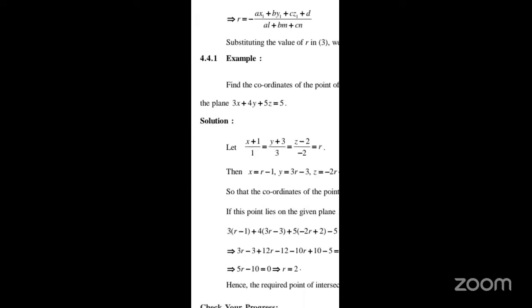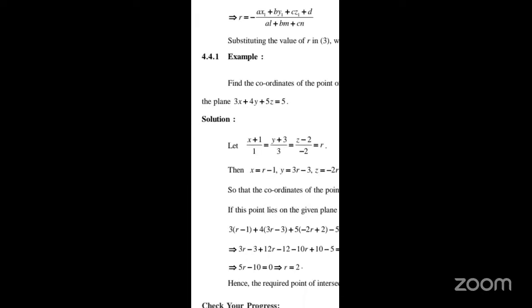So the problem, you also just have to see and refer. Find the coordinates of the point of intersection of the line (x plus 1) by 1 equal to (y plus 3) by 3 equal to (z minus 2) by minus 2. That is, x minus of minus 1 by 1 equal to y minus of minus 3 by 3 equal to z minus 2 by minus 2, with the plane 3x plus 4y plus 5z equal to 5.